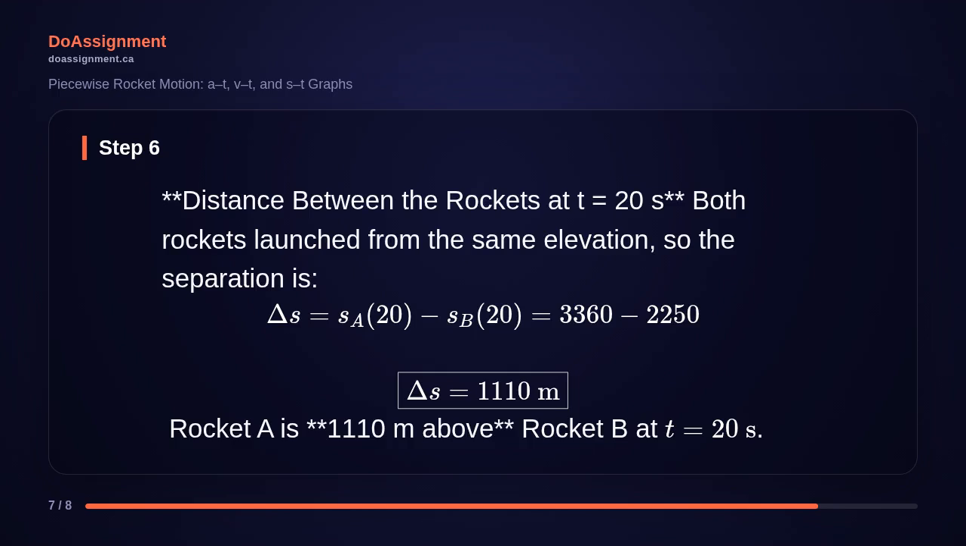Since both rockets launched from the same elevation, the separation is simply the difference in their positions. Subtracting Rocket B's position from Rocket A's position, 3,360 minus 2,250 equals 1,110 meters. So at 20 seconds, Rocket A is 1,110 meters above Rocket B.